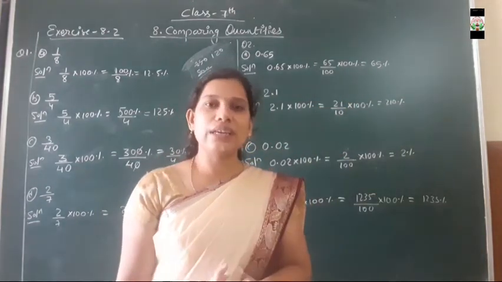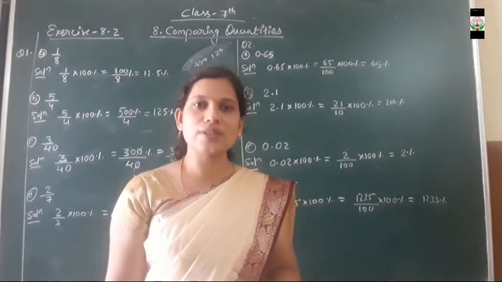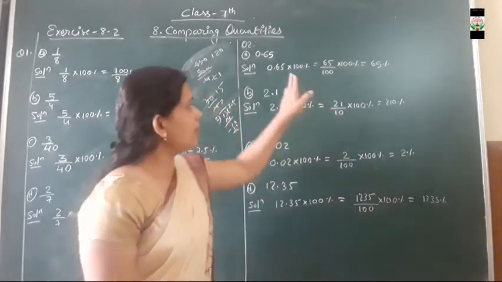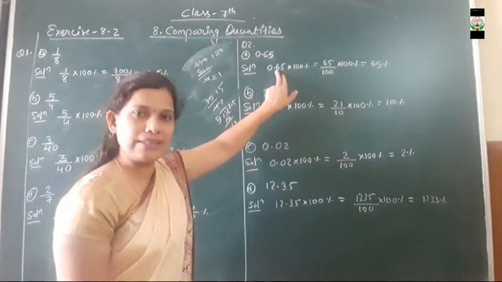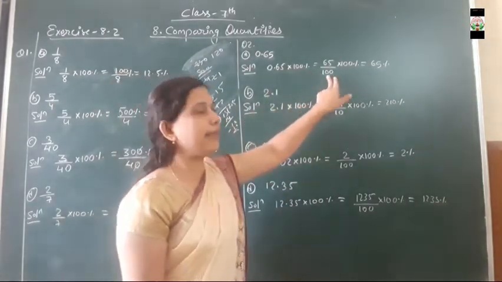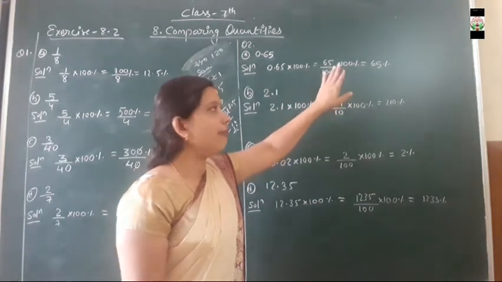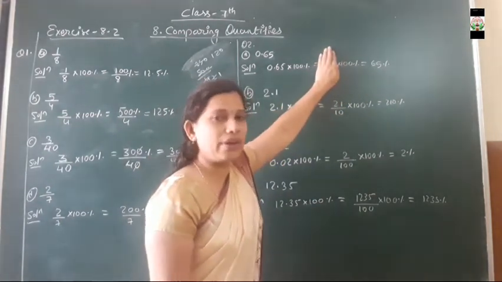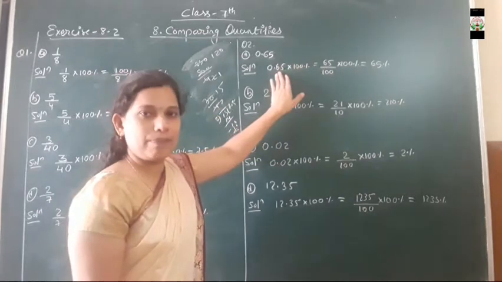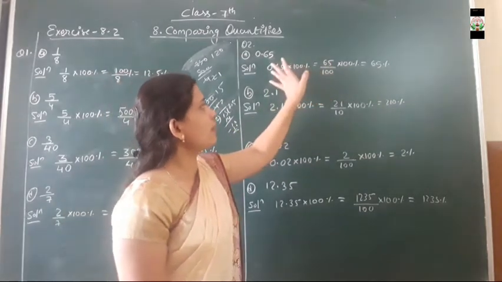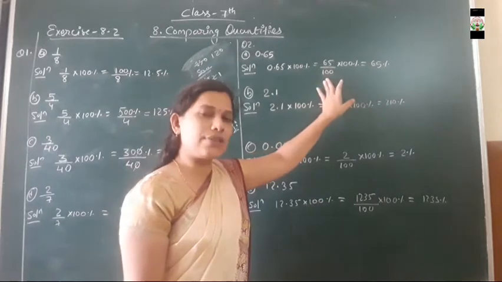To remove the decimal, we put zeros in the denominator, right? So here after the decimal we are having two numbers, isn't it? So 100 can be written as 65 upon 100. When you divide 65 upon 100, 0.65 will come. So that's why in place of 0.65 we had written 65 upon 100.